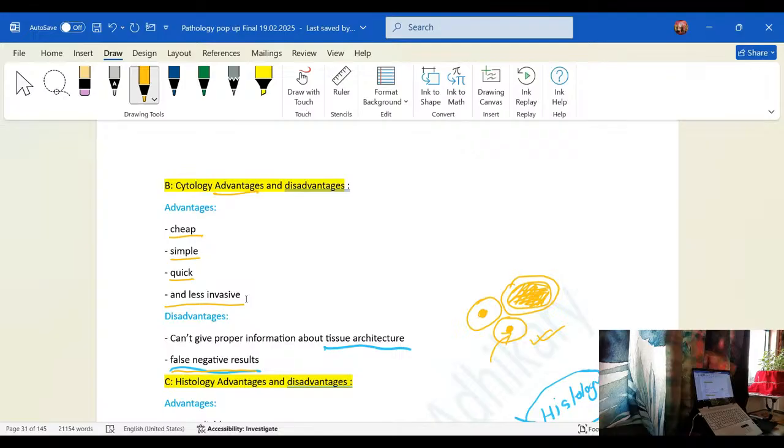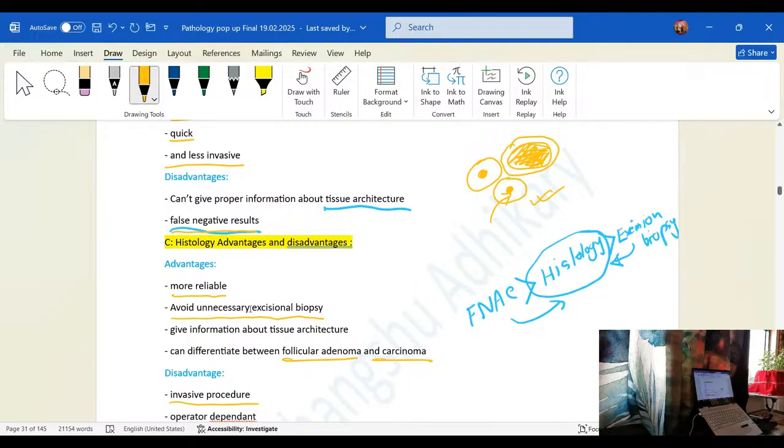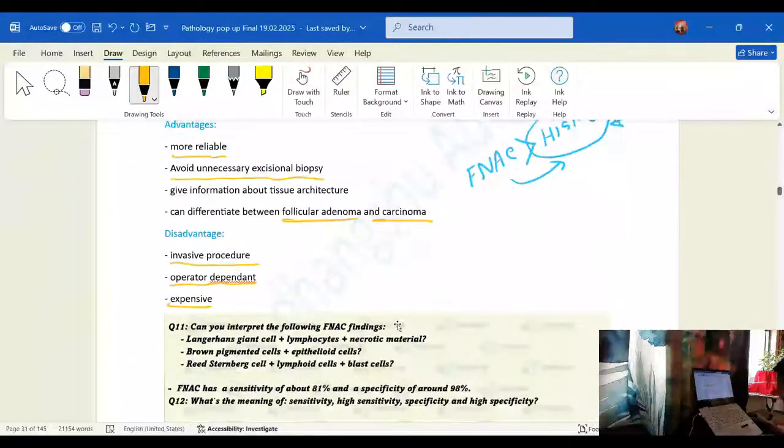Histology advantages: it is more reliable, avoids unnecessary excisional biopsy, gives information about the tissue architecture, and can differentiate between follicular adenoma and follicular carcinoma. Histology disadvantages: it is an invasive procedure, operator dependent, and expensive.